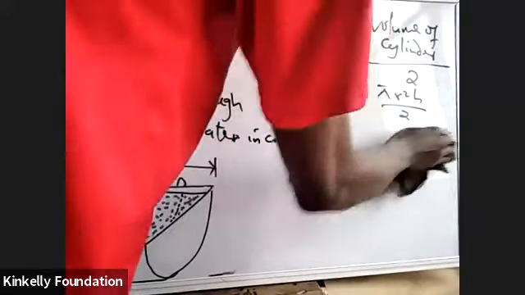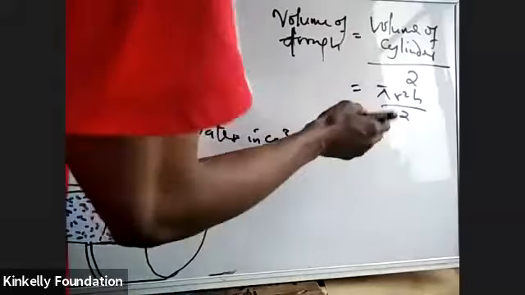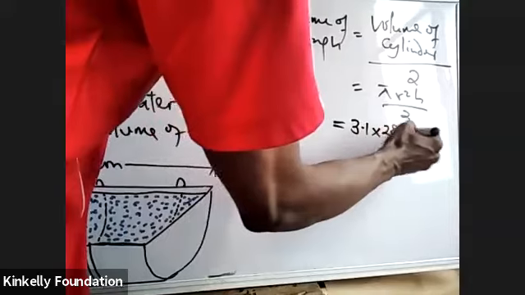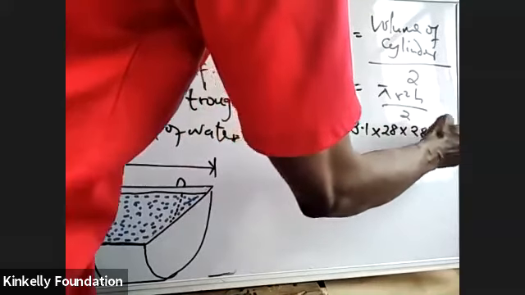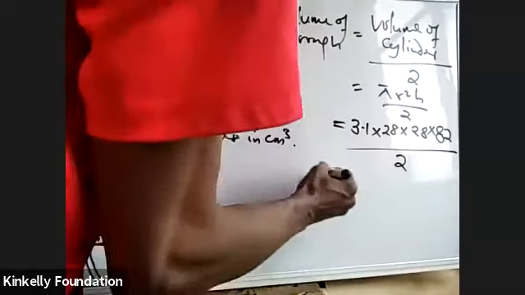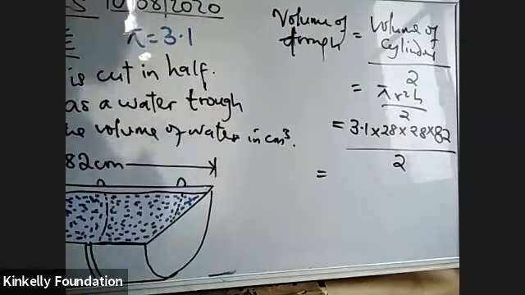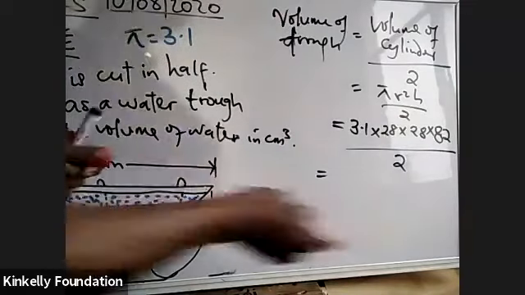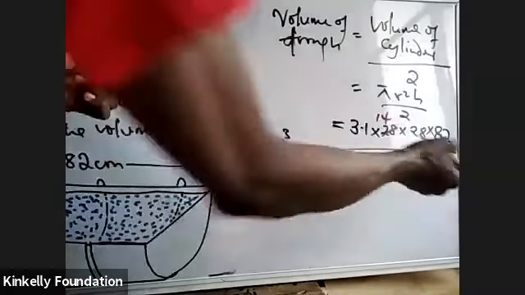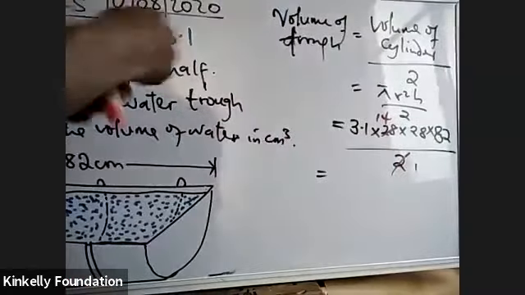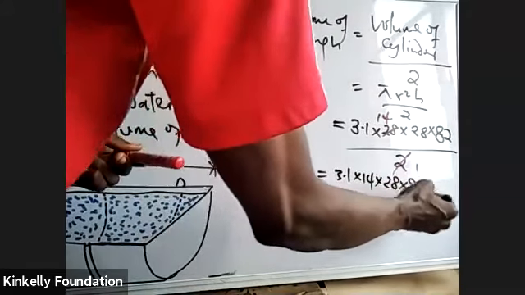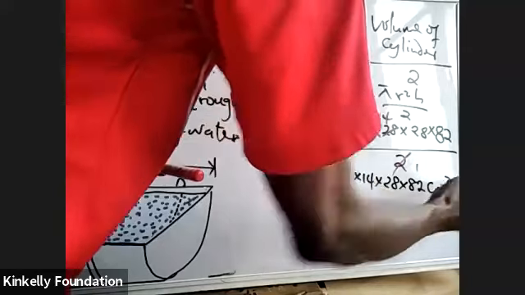Let's increase this a bit. We have 3.1 times 28 times 28 times 82 being the height all over 2. Now, we notice here that 2 can divide any of this to give us 14. Remember also that this is in cm3. Now, we have 3.1 times 14 times 28 times 82, all in cm3.